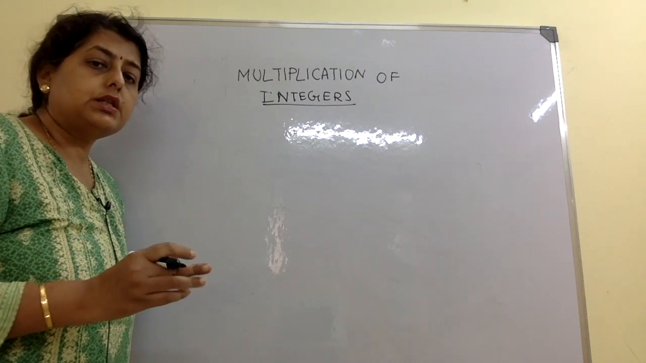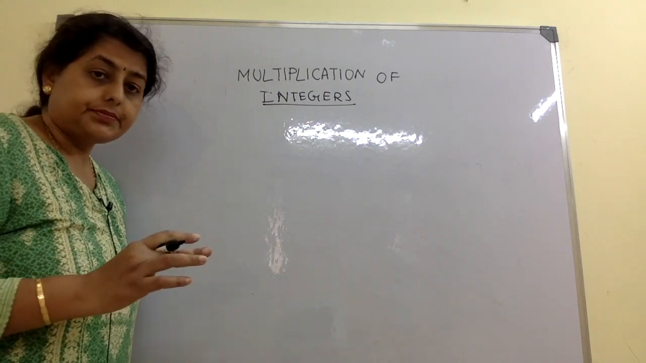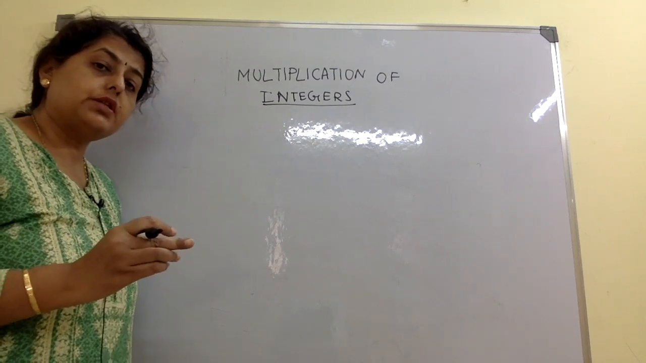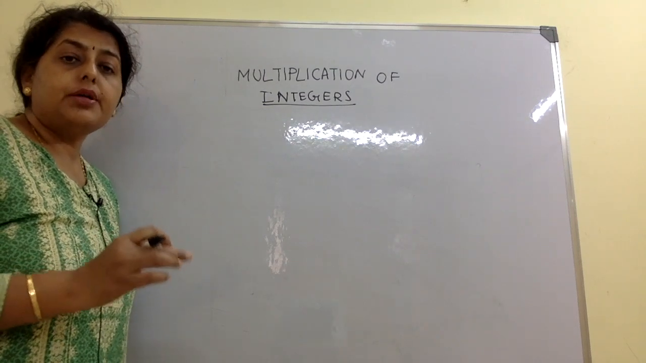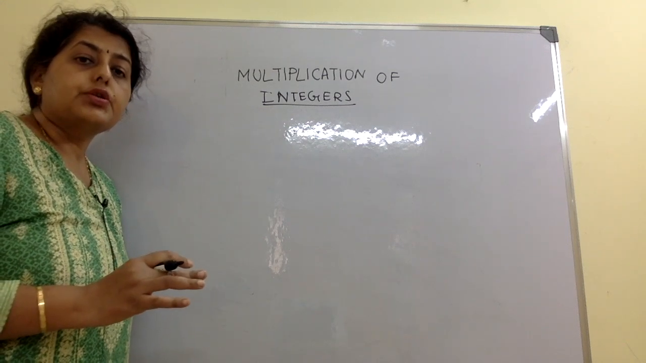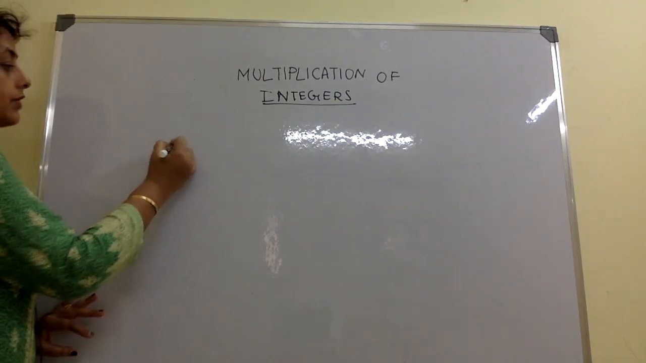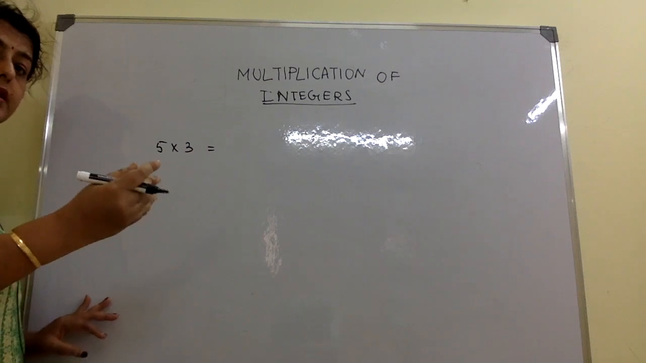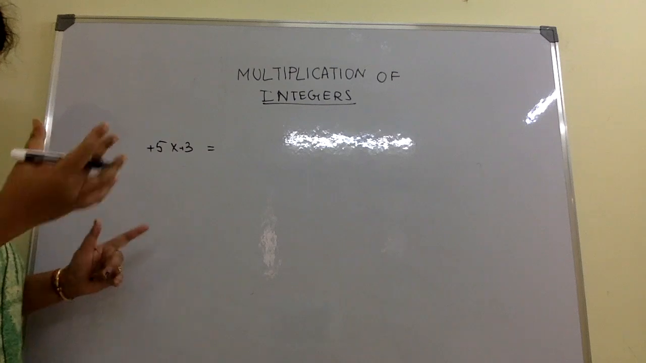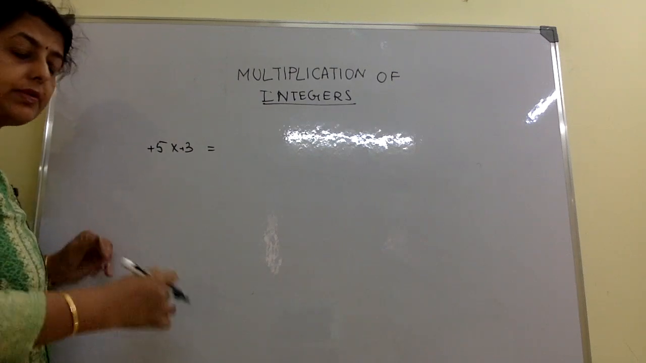Now multiplication of integers is a very simple topic. It is actually simpler than addition and subtraction of integers. Let's see how simple it is. Here, if I take 5 into 3, plus 5 into plus 3, you haven't done this when you were doing regular multiplication.